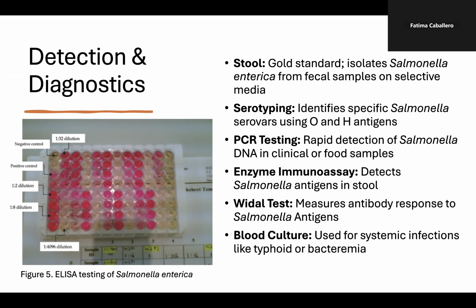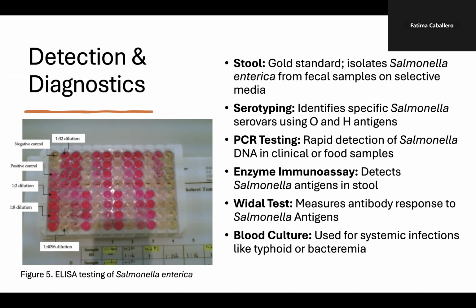Another method is PCR, which looks for Salmonella DNA directly in the sample. It's super fast and very specific, so it's often used in hospitals and public health labs. There's also something called an enzyme immunoassay. That test looks for Salmonella antigens in stool and helps confirm if someone has an active infection.